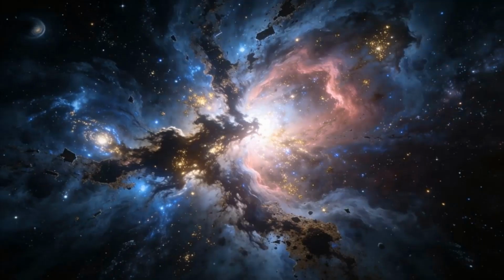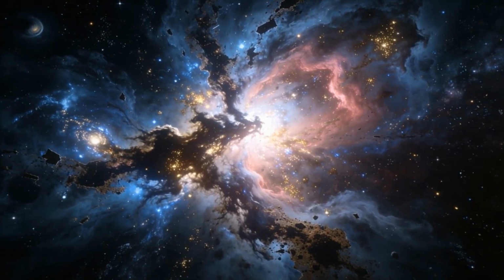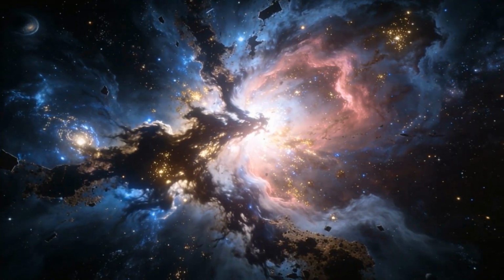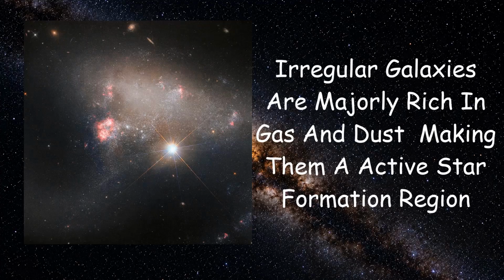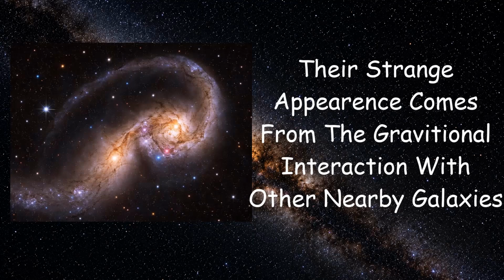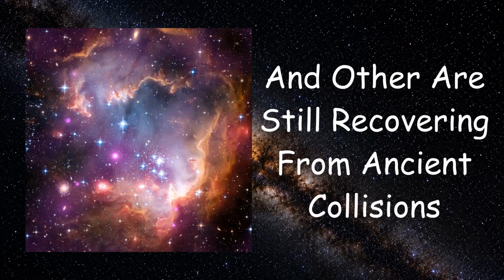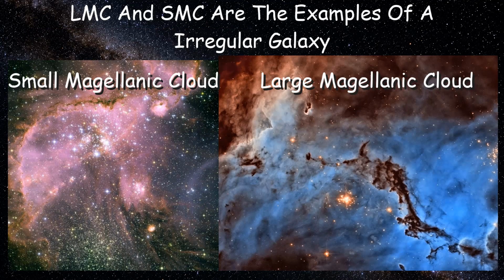Irregular Galaxy. Irregular galaxies do not follow a clean shape at all. They can look twisted, chaotic, or scattered across space with no obvious structure. Many irregular galaxies are rich in gas and dust, which makes them active regions of star formation. Their strange appearance often comes from gravitational interactions with nearby galaxies. Some have been stretched or distorted by close encounters, while others may still be recovering from ancient collisions. The Large Magellanic Cloud and the Small Magellanic Cloud are famous examples visible from Earth's southern hemisphere.